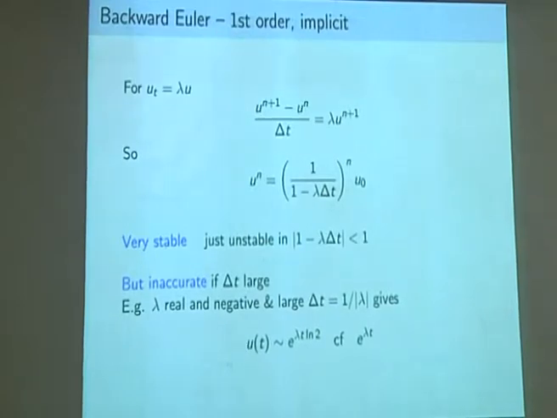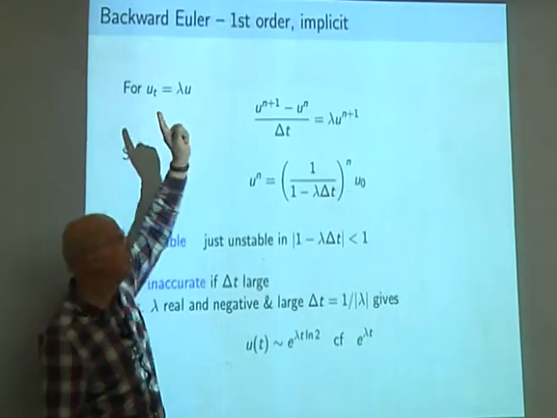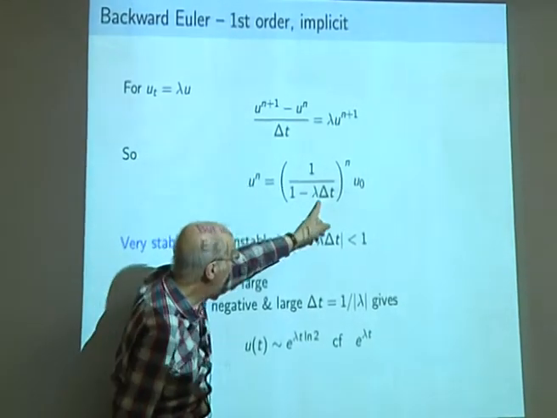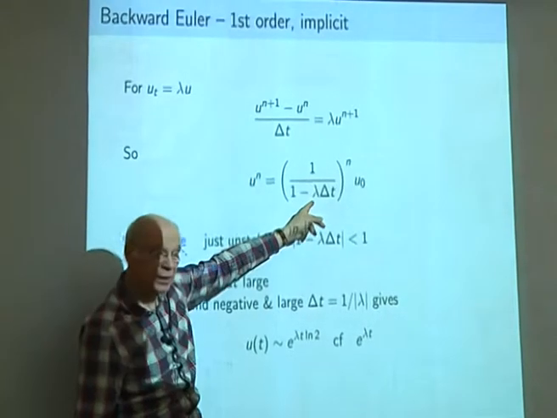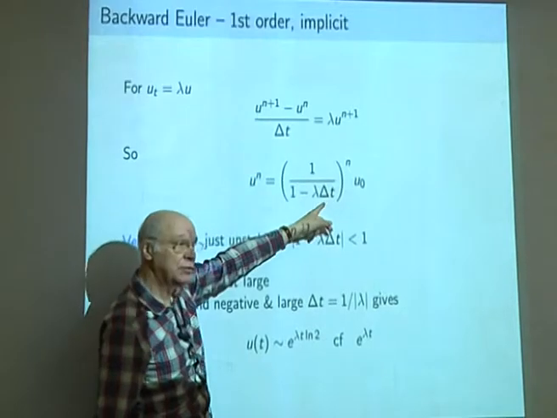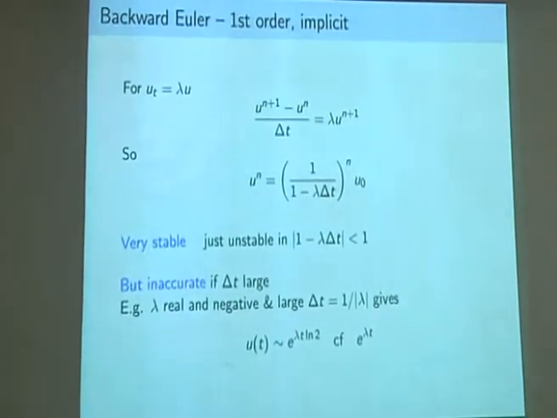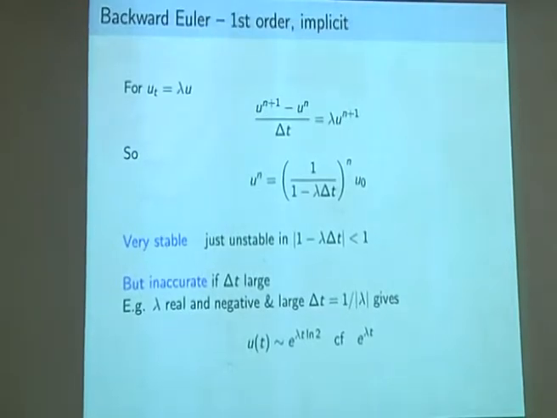What is good about this is, if it's a stable system and lambda is negative, then this is 1 plus something, because lambda is negative, so this is going to decrease, whatever the value of delta t. So this is an unconditionally stable system. This is a highly stable system. Whatever value of delta t you take, as long as lambda is negative, it will be stable.